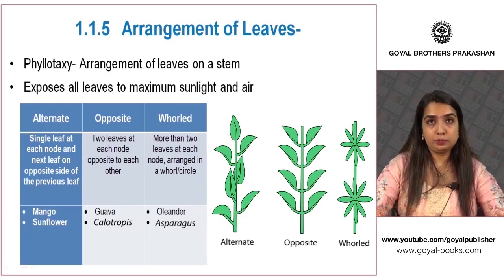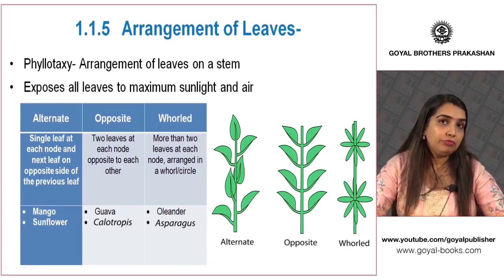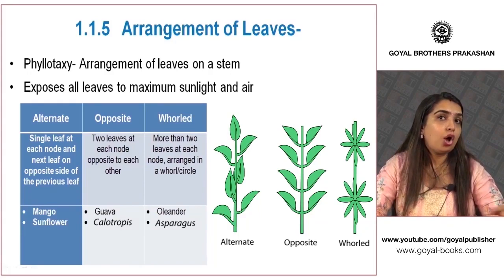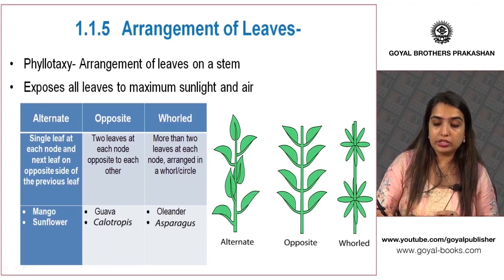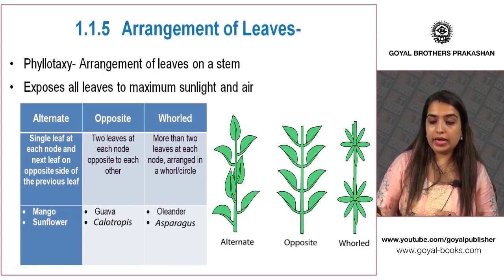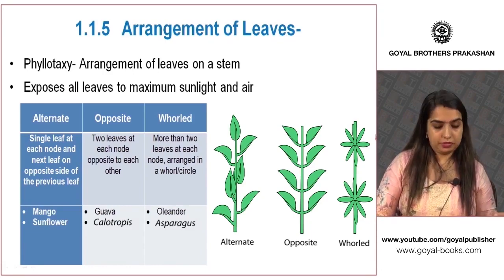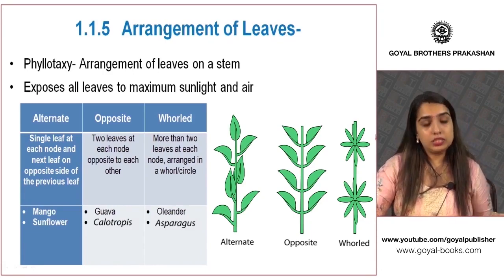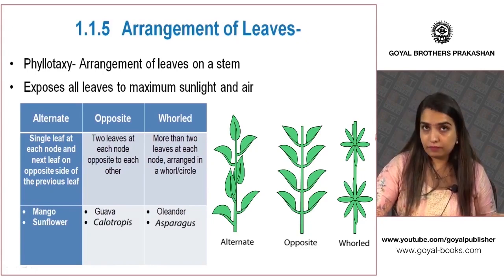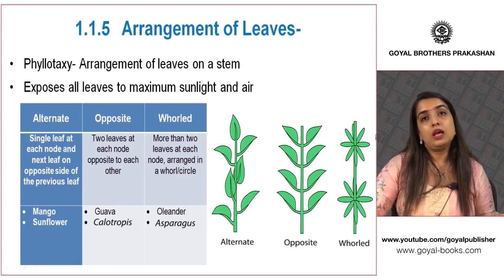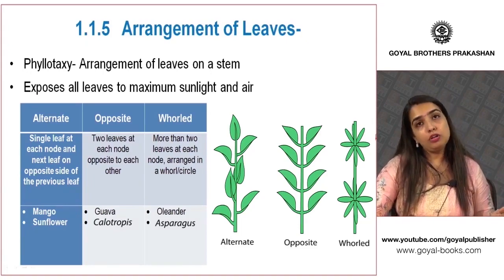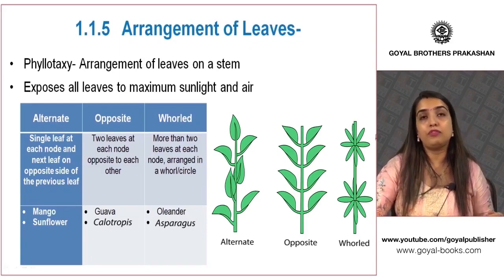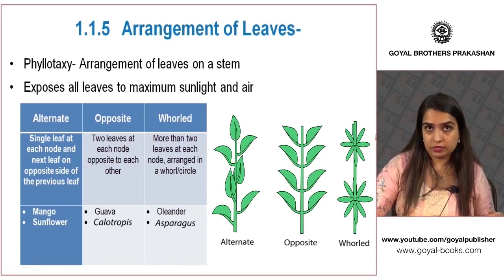followed by whorled, that means a circular arrangement. We have more than one leaf and they arrange in a circle or a whorl at the common origin. Here we see that they originate from here, here, and they seem to have formed a circular arrangement. So the examples for alternate are mango and sunflower. For opposite arrangement of leaves, we have guava and calotropis. Followed by whorled arrangement, we have oleander and asparagus.